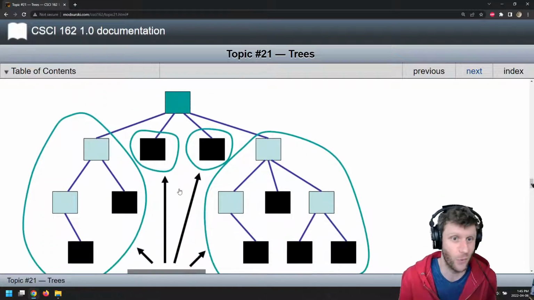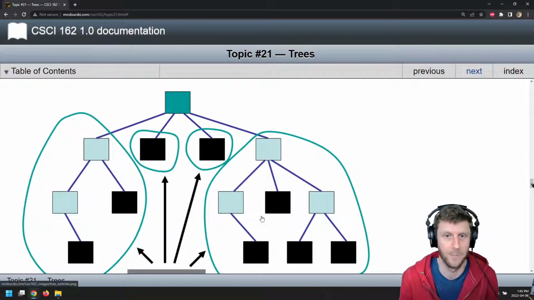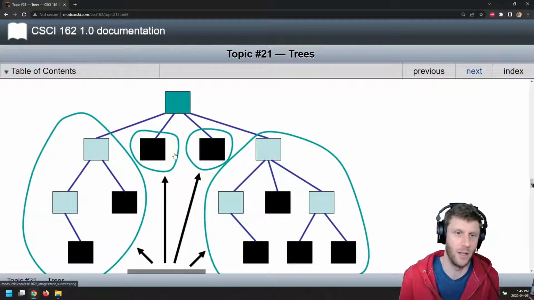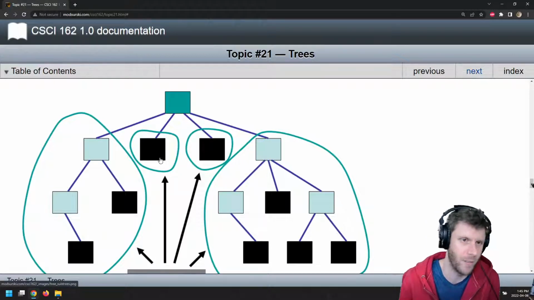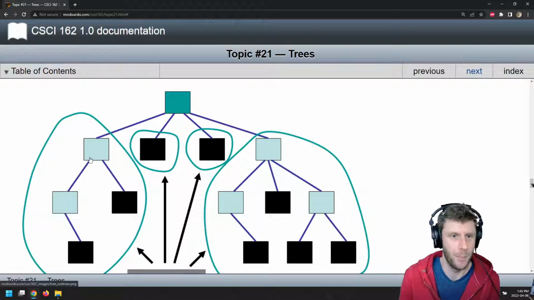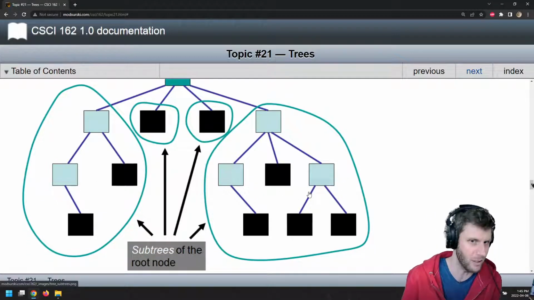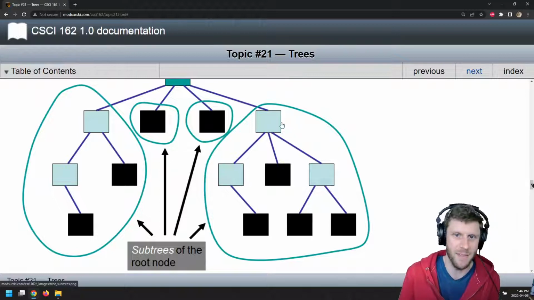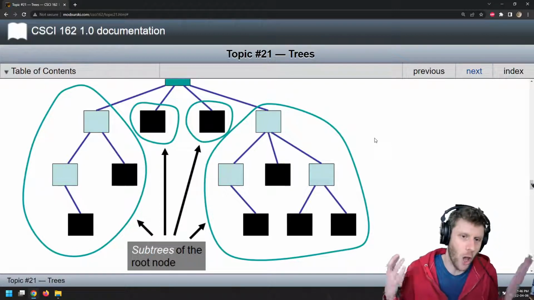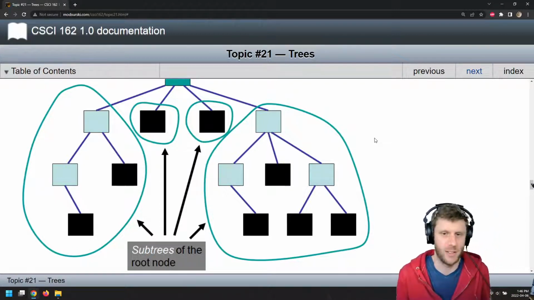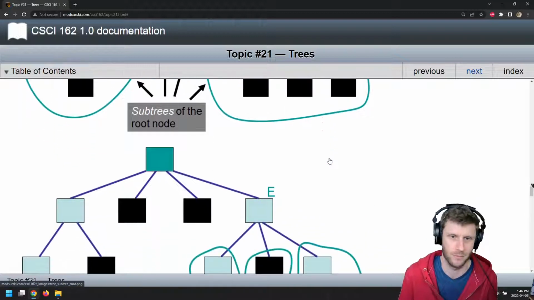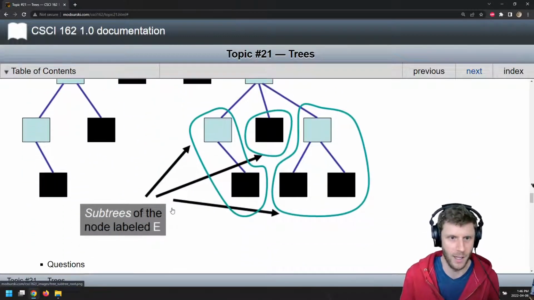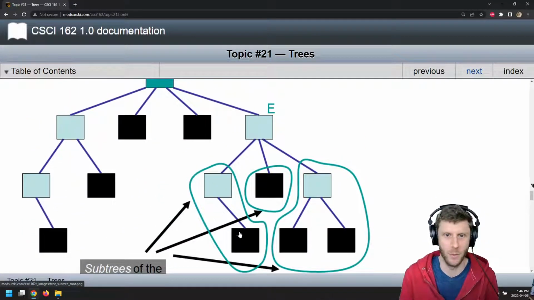So the root has 4 subtrees. 1, 2, 3, 4. Now these 2 subtrees in the middle only have one thing in them. It's a very boring tree, I guess. But the far left and the far right subtrees are quite clearly trees. And then this one right here has 3 subtrees. This one, and this one. It's subtrees all the way down until we get to nothing. Subtrees of E are labeled 1, 2, 3.